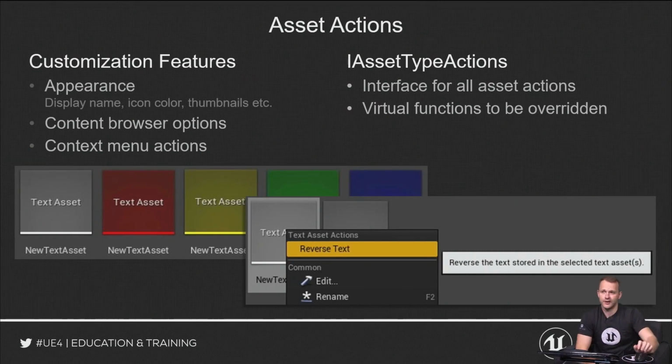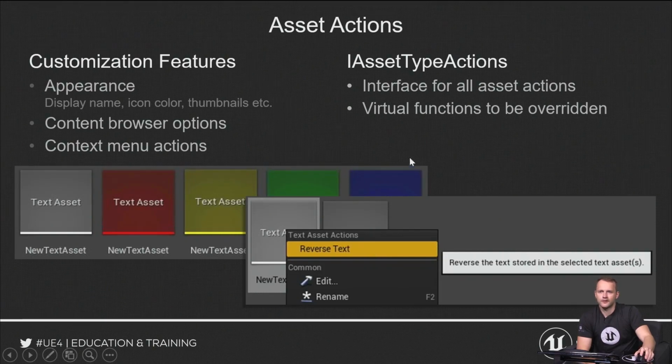We can change the display name. That's the little text that's shown here in the center of these thumbnails. We can also change the color: red, yellow, green, blue, anything you want. You could even put a little thumbnail picture inside these icons. And there are several other options. And then another thing I want to show you is how the content browser action was created for reverse text.